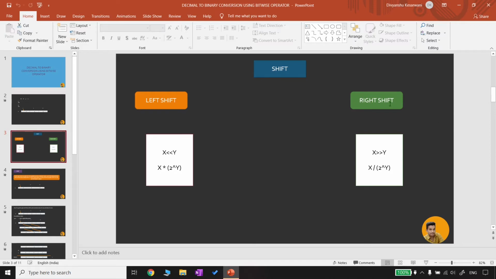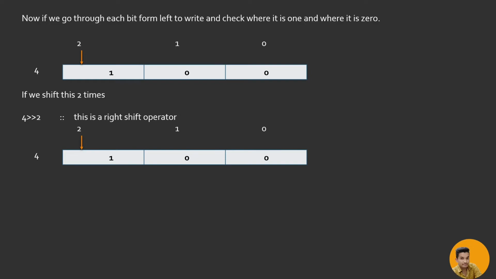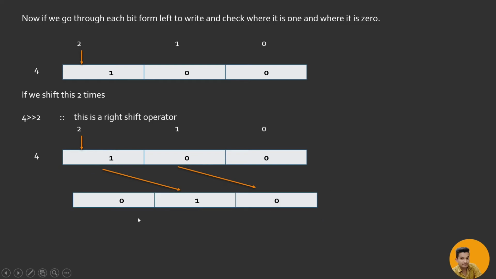Actually, this formula which I told is a direct formula, but how the shifting is done is like this. Let's start. So first, this is a right shift operator. We'll shift this. So we have to shift right. Right means this side. So this will come here, this will come here, and this will be taken by 0. So like this. Now this is the first shift.